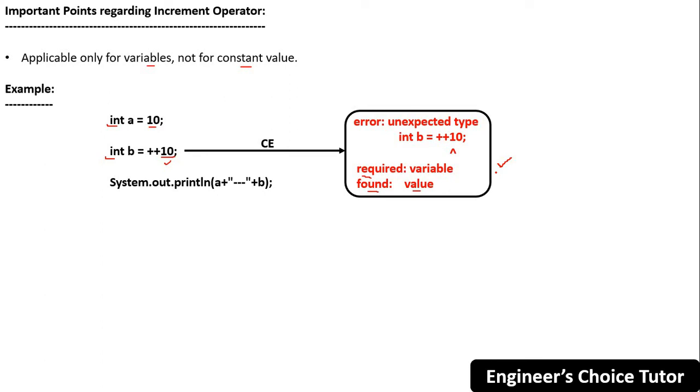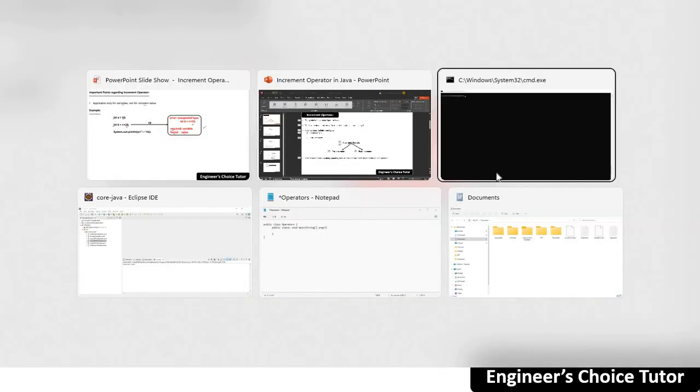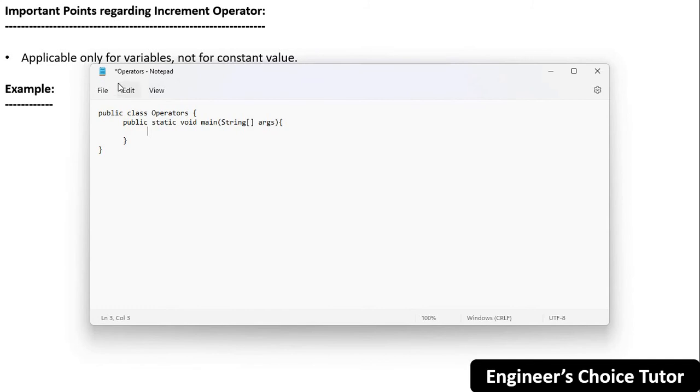If you want, I can show you. Let me show you. I have this operators file. In the last lecture also I have used this. So int a is equal to 10. Then what I'm using, int b is equal to ++10. Then I'm trying to print System.out.println a, 3 dash plus b. Fine.